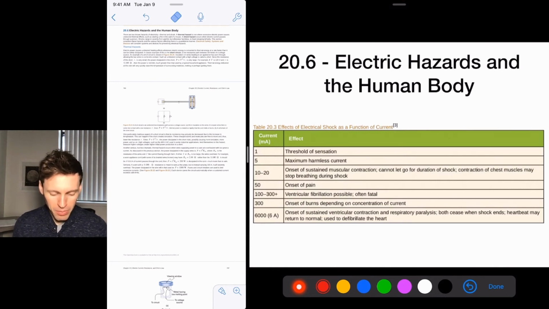So 1 milliamp will give you a sensation. 5 milliamps is less than that, will be fine. 10 to 20 milliamps will start to contract some muscles for you. At 50 milliamps, it'll hurt. At 100 to 300 milliamps, you could have issues with your heart, depending on the path it takes. 300 milliamps, you'll get a burn, depending on how much and how long. And then 6 amps will just mess you up.